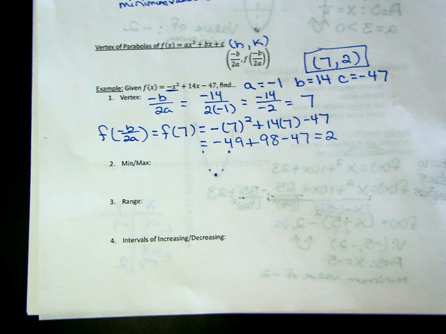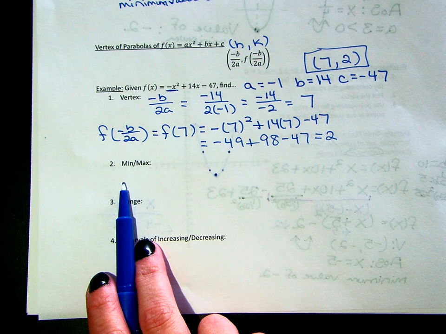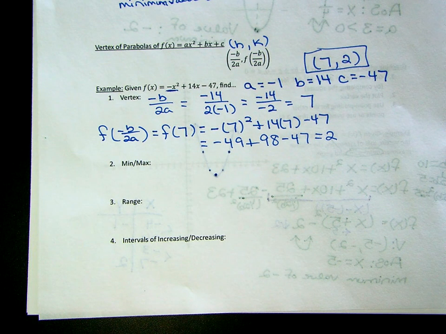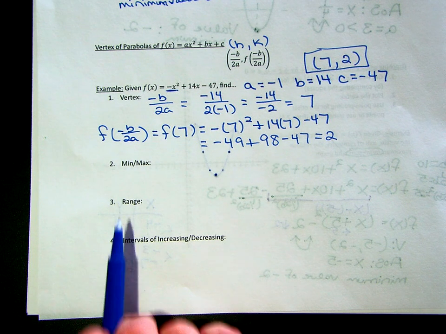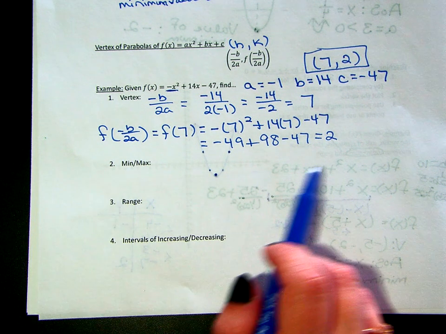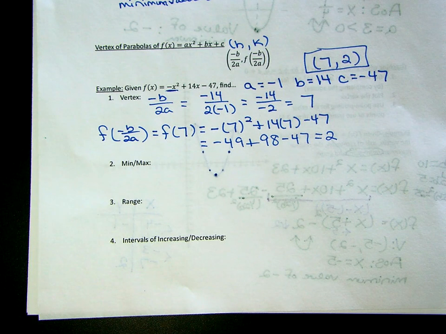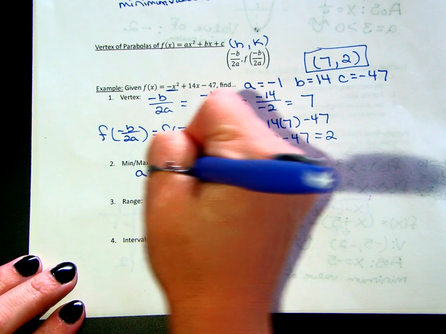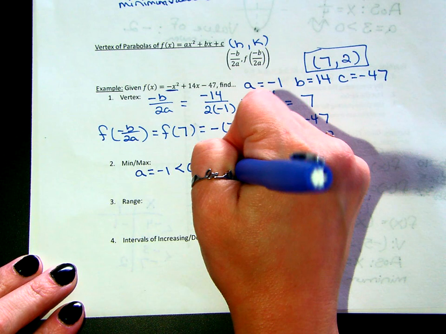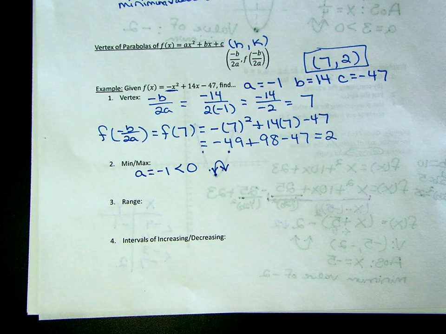The next is going to ask us if we have a minimum or a maximum, and it wants to know where it happens and the value of it. So without graphing, because if I want to graph it, then I have to move stuff around. Can you tell me whether or not we have a min or a max just by looking at the function? How do you know it's a max? Because a is negative. Our a equals negative 1, which is less than 0. That means we have a downward-facing parabola. And if we have a downward-facing parabola, that means we have a max.